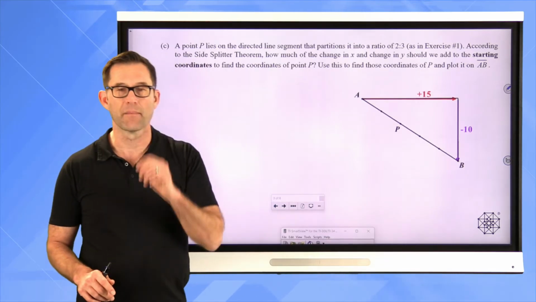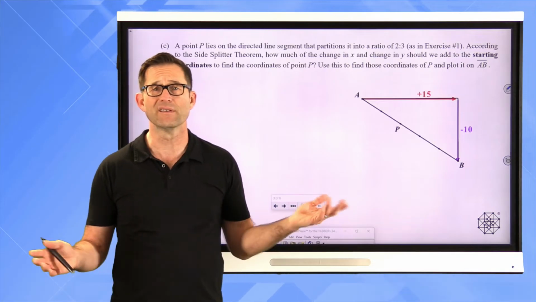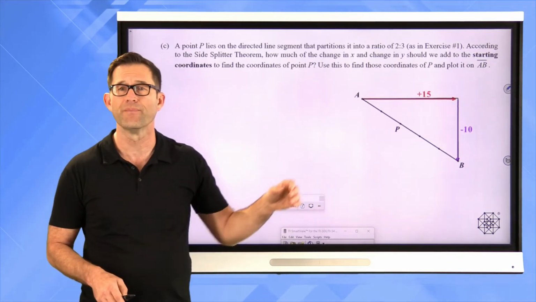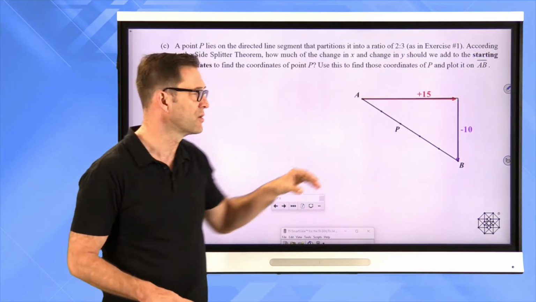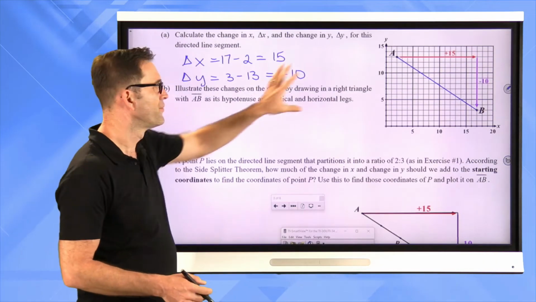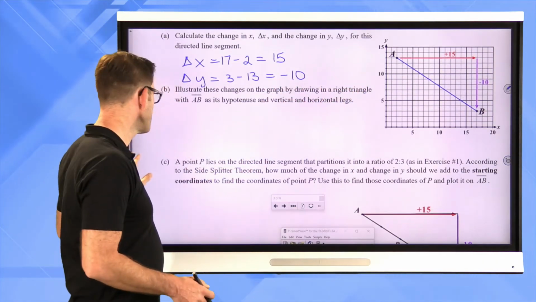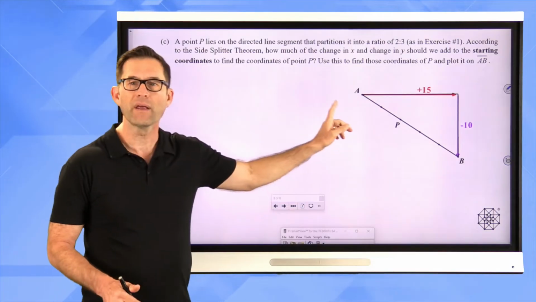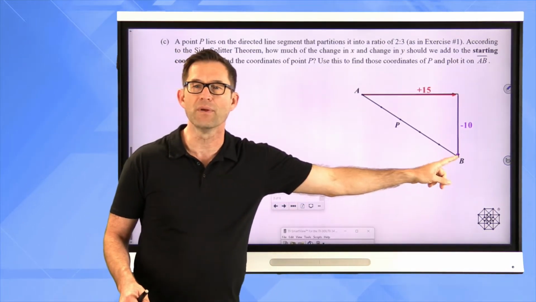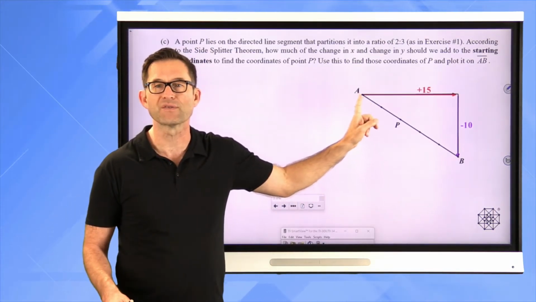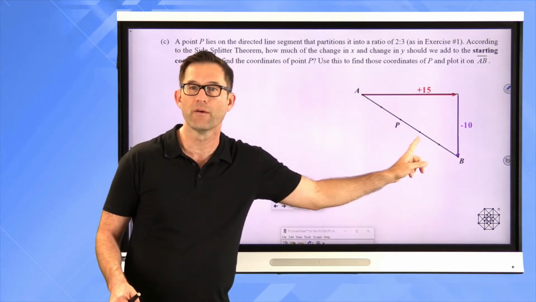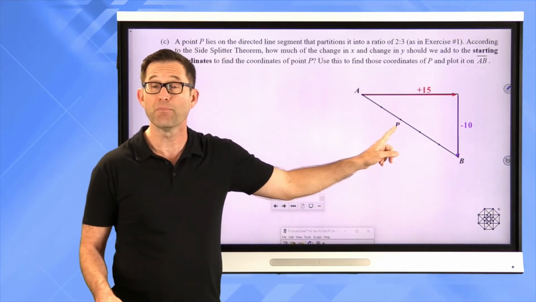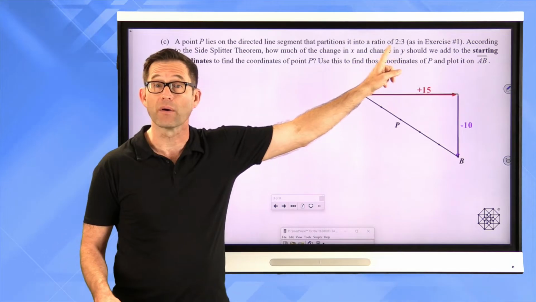So here's what I'm talking about. You might be wondering what this has to do with the side splitter theorem. I took the picture that we had up here and brought it down here. What I did was divide segment AB into 5 equal parts: 1, 2, 3, 4, 5. And I put P after 2 of the parts.